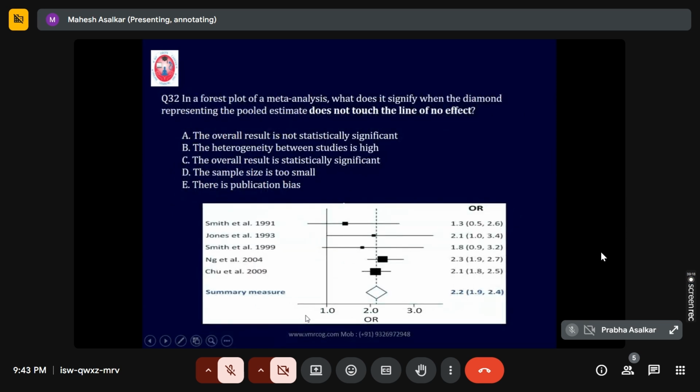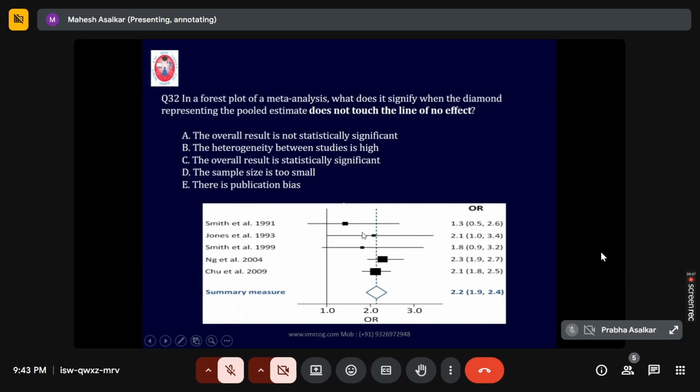Next question. Question 32. In a forest plot of a meta-analysis, what does it signify when the diamond representing the pooled estimate does not touch the line of no effect? Option A, the overall result is not statistically significant. Option B, the heterogeneity between studies is high. Option C, the overall result is statistically significant. Option D, the sample size is too small. Option E, there is publication bias.